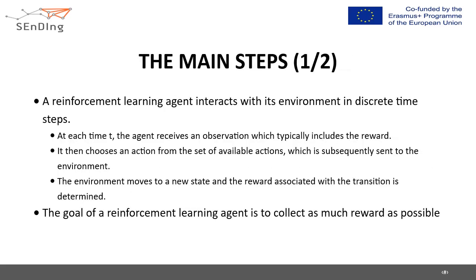A reinforcement learning agent interacts with its environment in discrete time steps. At each time, the agent receives an observation which typically includes the reward. It then chooses an action from the set of available actions, which is subsequently sent to the environment. The environment moves to a new state and the reward associated with the transition is determined. The goal of a reinforcement learning agent is to collect as much reward as possible.